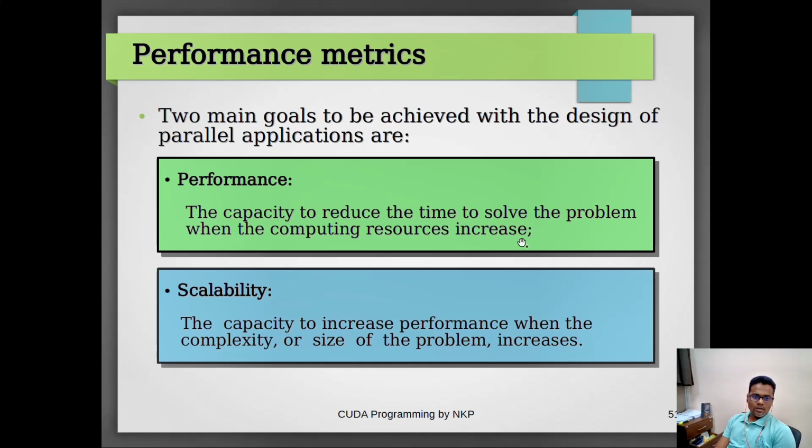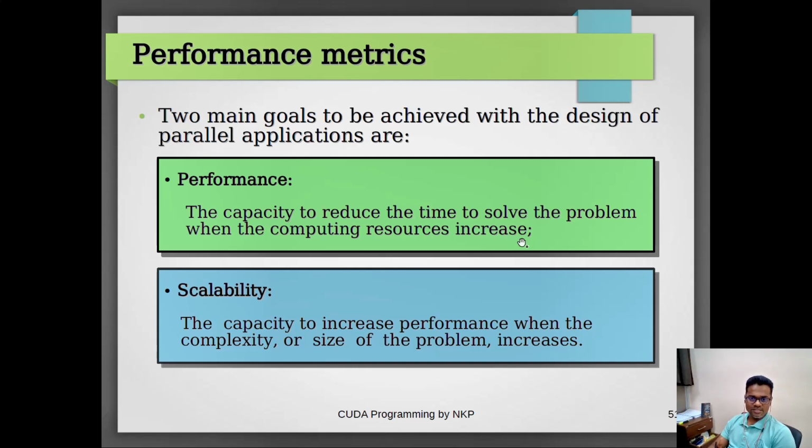Another goal to be achieved is scalability. Scalability is nothing but the capacity to increase the performance when the complexity or size of the problem goes on increasing. That means if my input size is n now, in future that size may become 2 times n, then 4 times n.